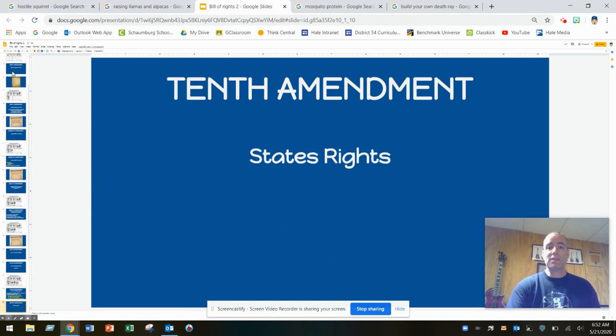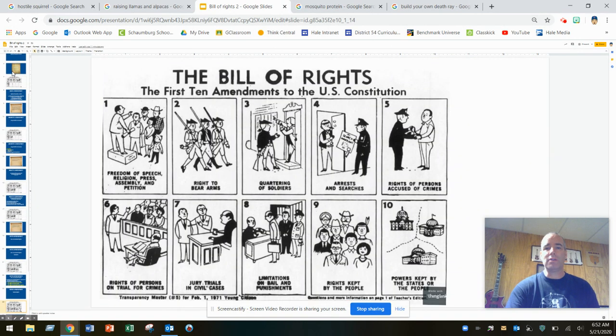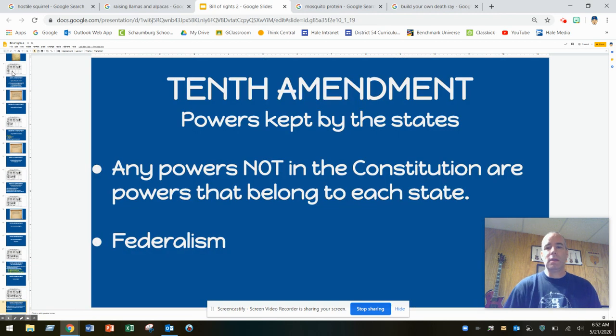And then finally, the 10th Amendment is all about states' rights. Not the most exciting thing, but it is important because it sets up our system of what we call federalism. And it basically says that the powers that are not in the Constitution, not specifically laid out for the federal government, those get to become the states' rights. And it allows the states to have their own laws.